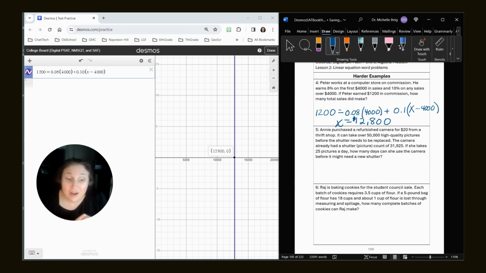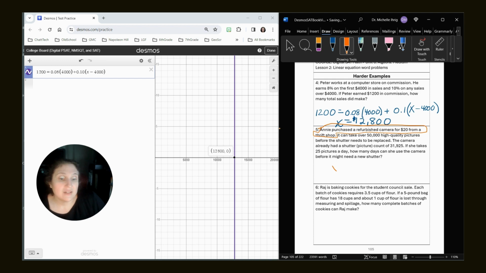Anyway, the camera already had a shutter picture count of 31,925. If she takes 25 pictures a day, how many days can she use the camera before it might need a shutter? And what happened is when I wrote it, I intentionally gave you this because you don't need it. This information is extra information, and the SAT is notorious for giving you more information than you need, so that you can just focus.